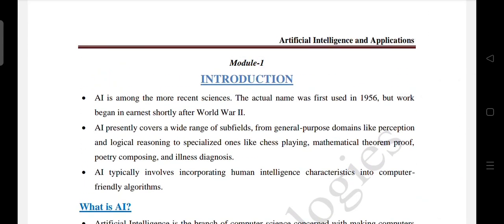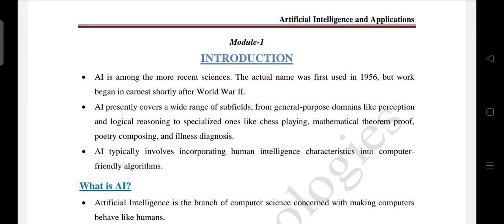AI is among the more recent sciences. The actual name was first used in 1956, but work began in earnest shortly after World War II. AI presently covers a wide range of subfields, from general-purpose domains like perception and logical reasoning to specialized ones like chess playing, mathematical theorem proof, poetry composing, and illness diagnosis. AI typically involves incorporating human intelligence characteristics into computer-friendly algorithms.